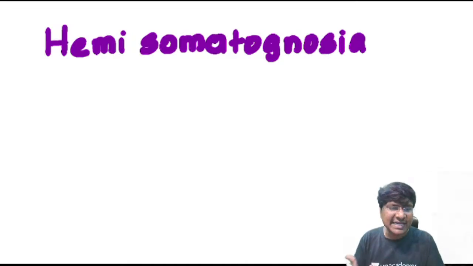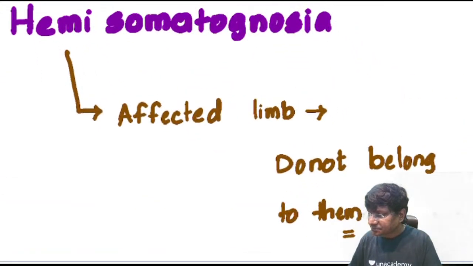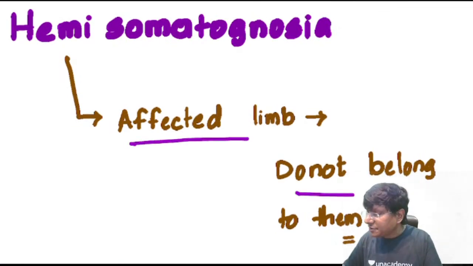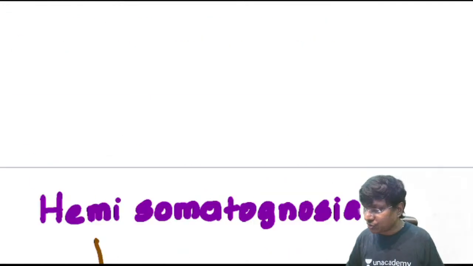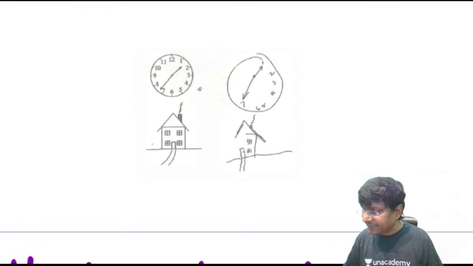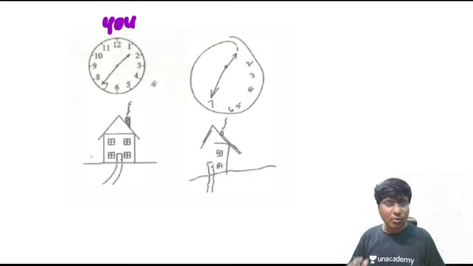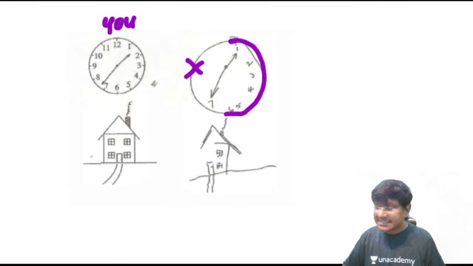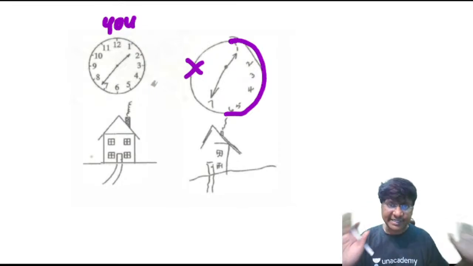So what exactly will the patient feel? He will feel that the affected limb does not belong to them. That is what is called neglect. Even when you draw an image and give it to the patient, he will draw only half of the image and think that the remaining half does not exist.